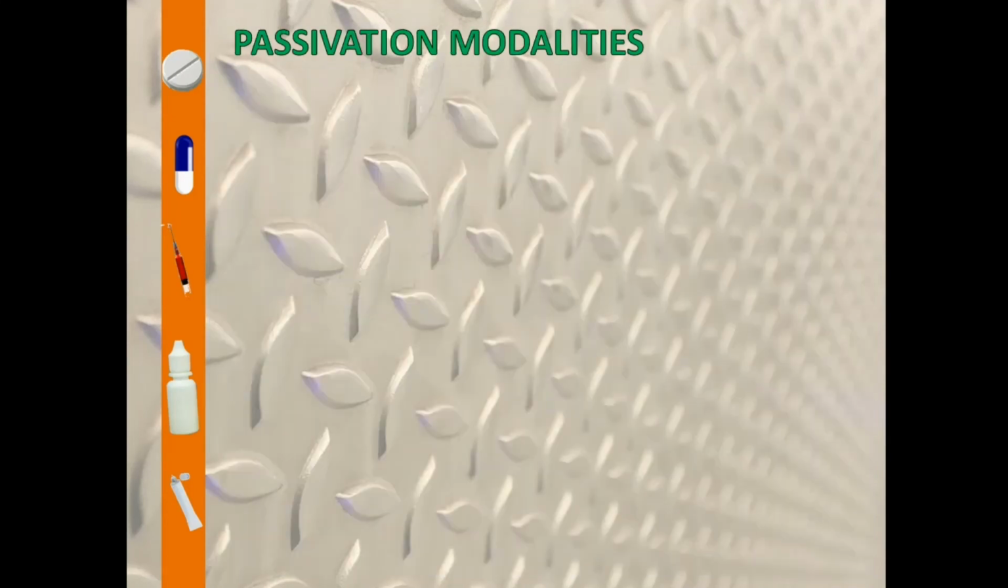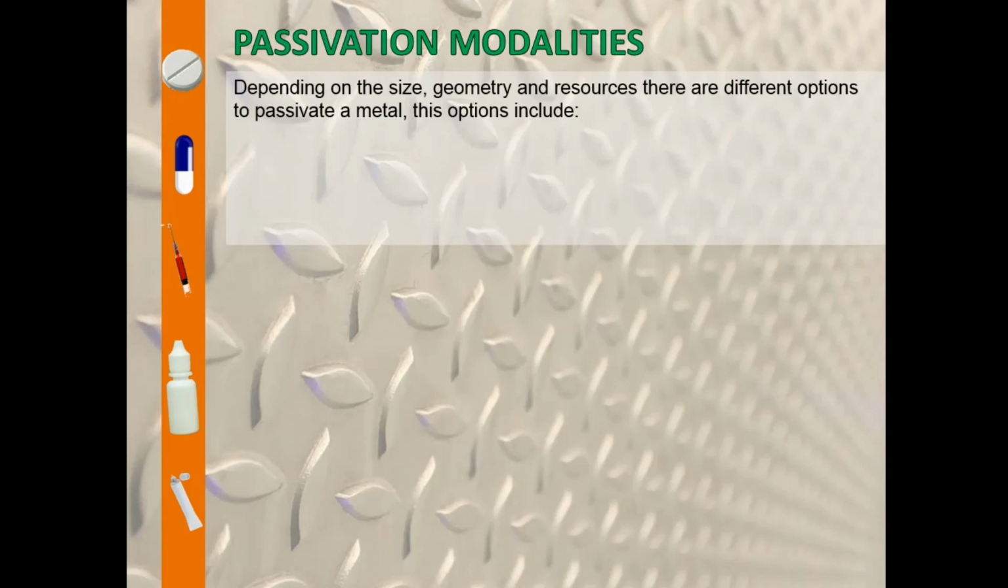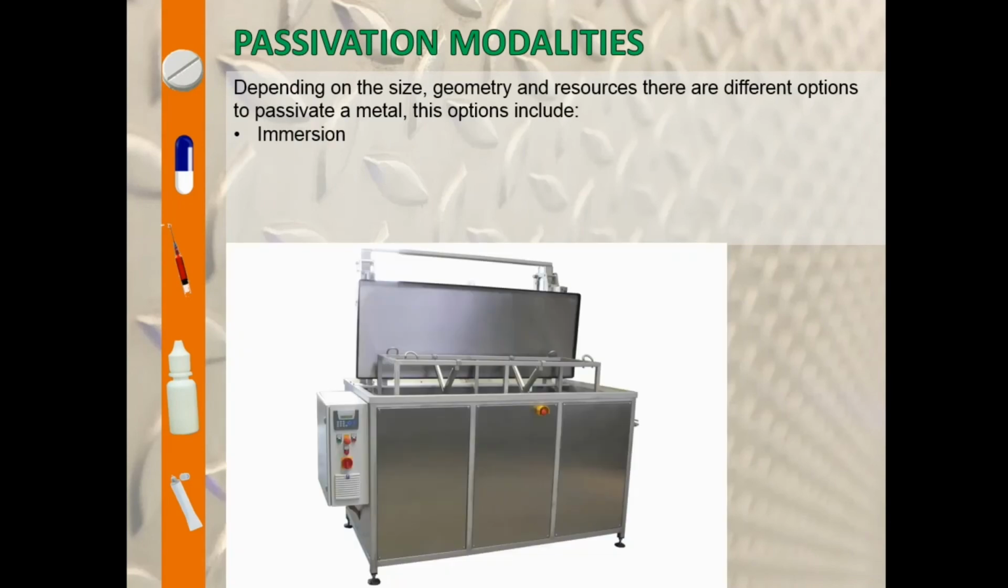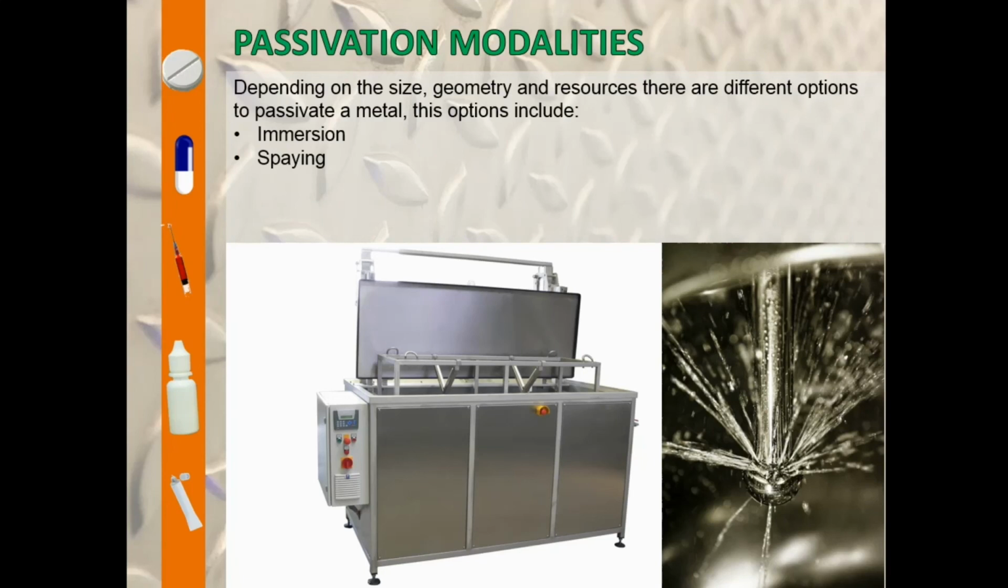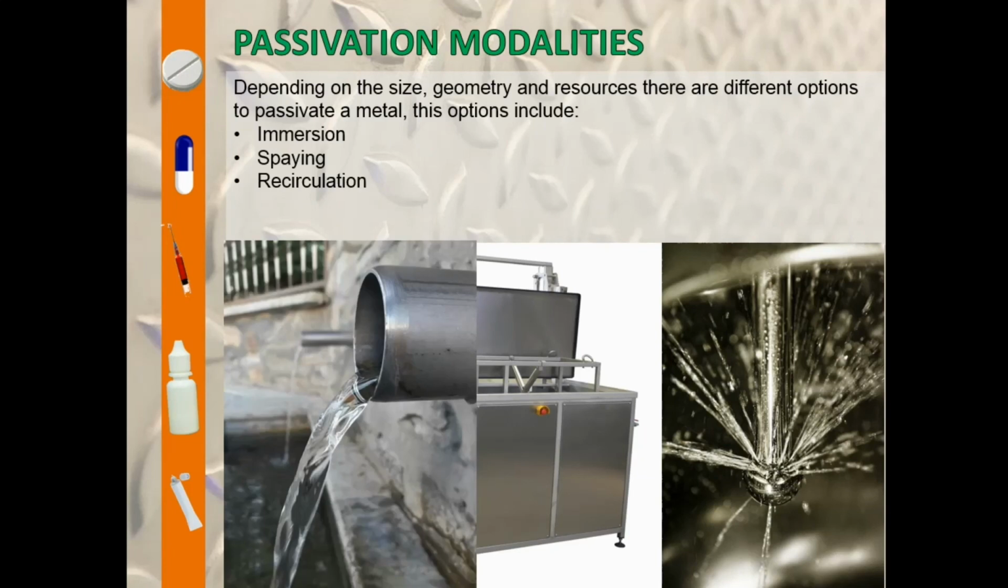There are many ways to passivate metal. Depending on the size, geometry, and resources, there are different options. These options include immersion. It's very convenient for small parts that can be dipped in a tank. Spraying. It's common for tanks with cleaning spraying devices. Recirculation. Recirculation requires a pump and temporary hoses to create a loop. We use this method for pipes and online equipment.